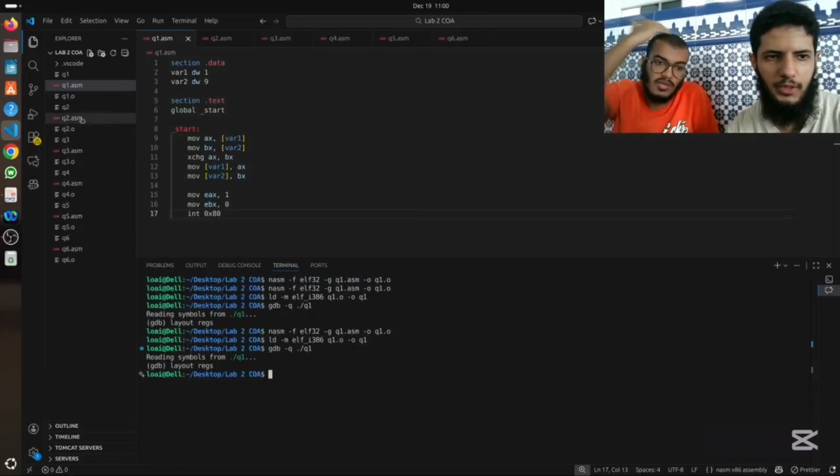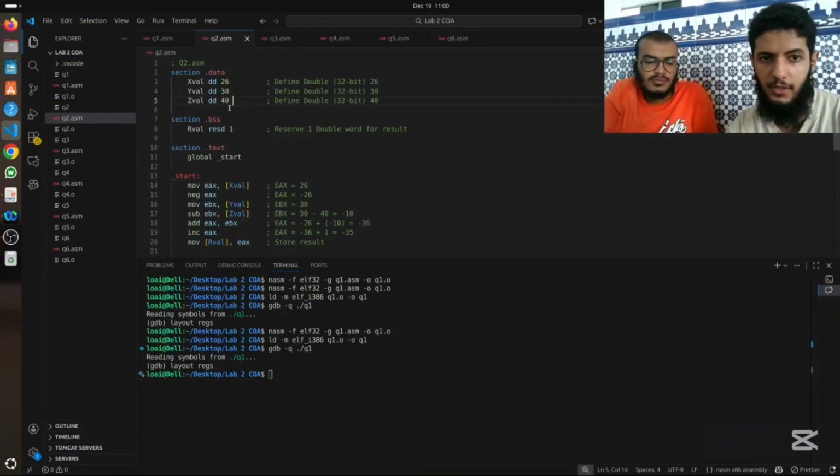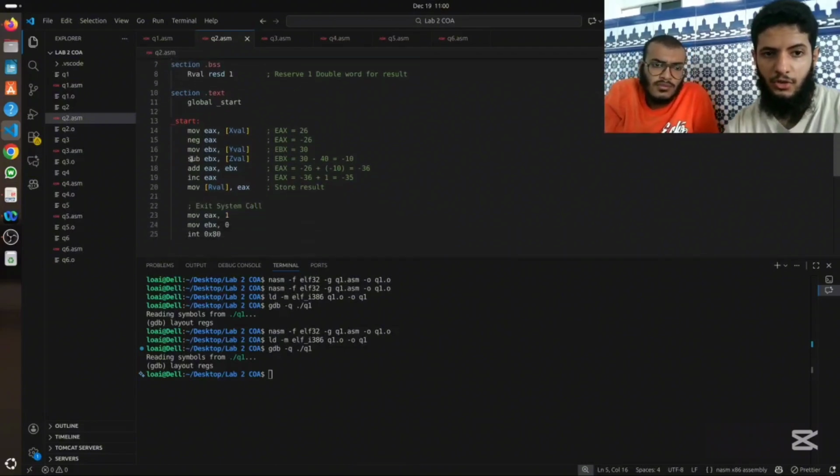Question 2 is going to be with Loai. Thank you. So this is for question 2. These are the values: X is 26, for the Y it's 30, and for the Z it's 40. So I'm going to move the X value into the EAX, so the EAX will be 26.